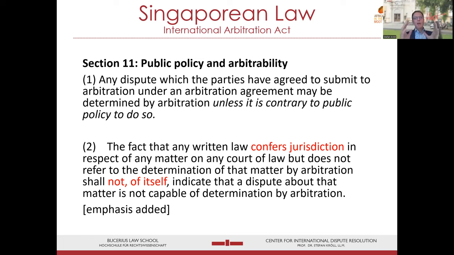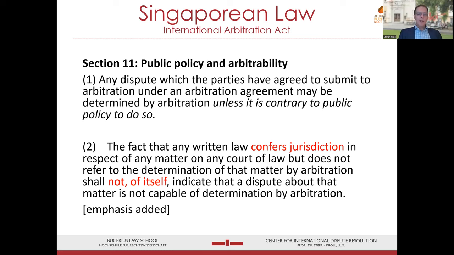And that shows that in a number of jurisdictions, arbitration is not considered to be exactly equal to state court proceedings, that if you refer certain disputes to particular state courts, it only concerns the state court system, but not arbitration. It does not prevent you from contracting out of that.